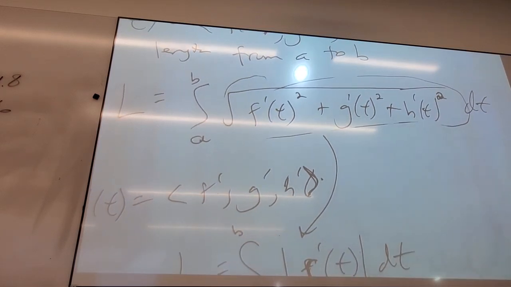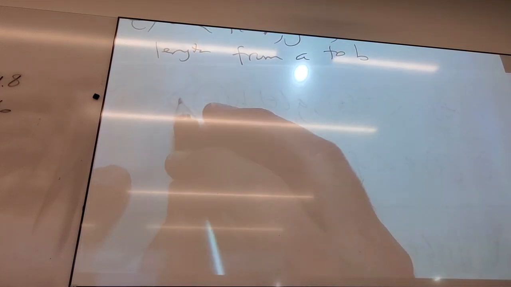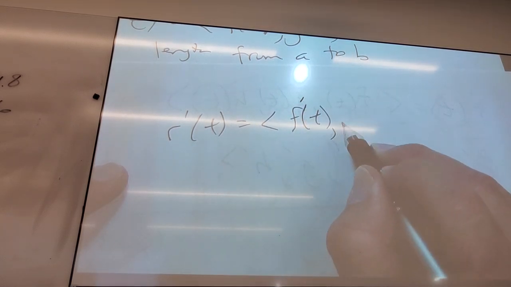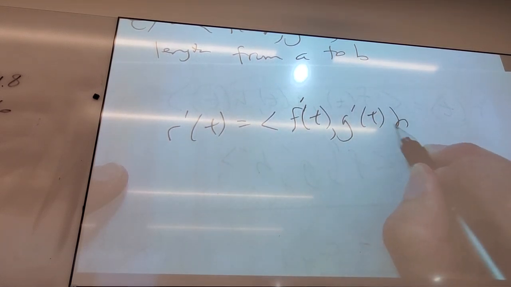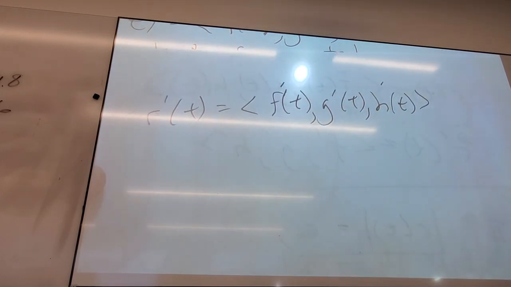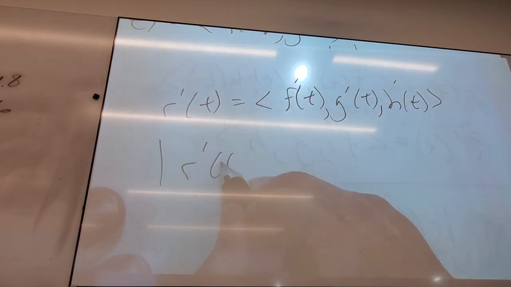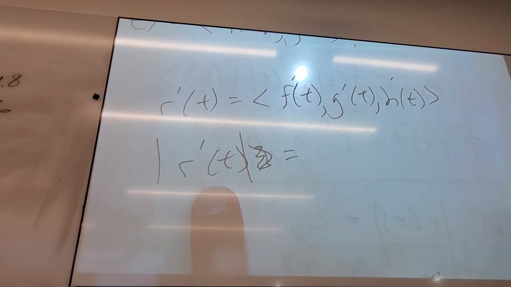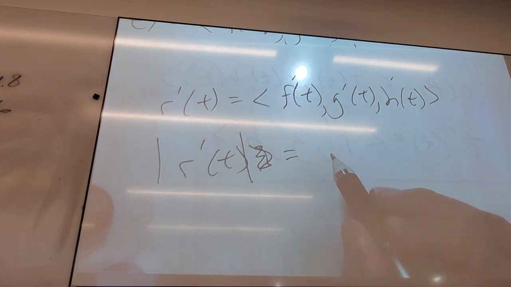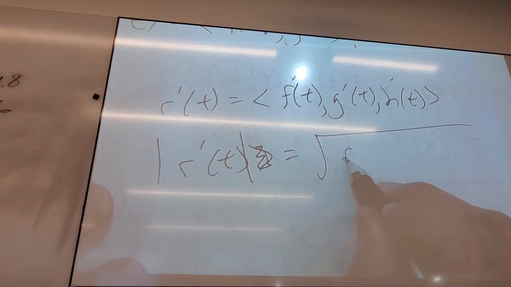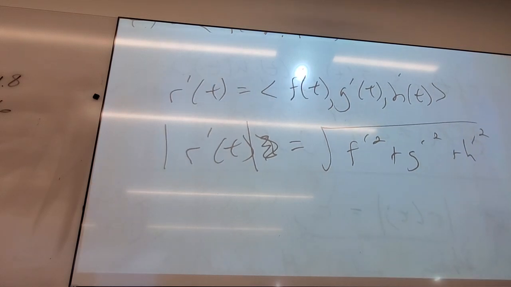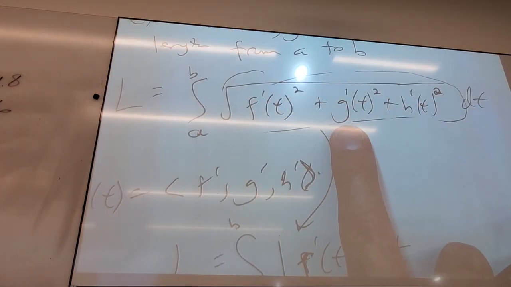This is why I was wondering in my head how I should do this. Here's r prime of t, yes? Is that cool? This is r prime of t. Everybody who didn't like what I wrote down, can you please figure out the length of r prime? What would the length of r prime be? f prime squared plus g prime squared, and that's exactly what's in here. Yes? Okay, I like it.